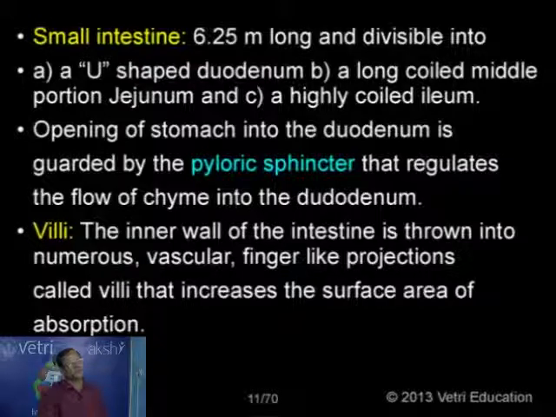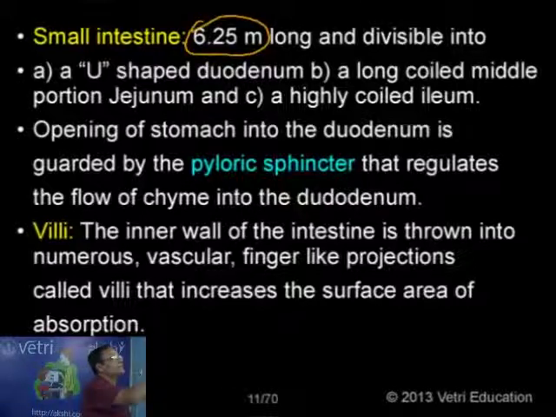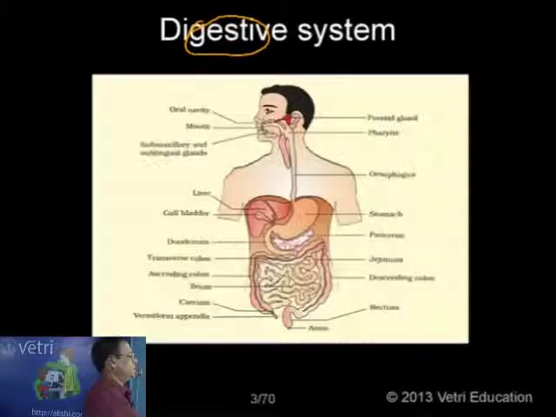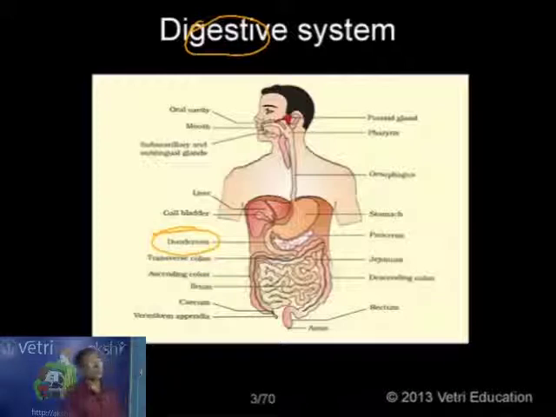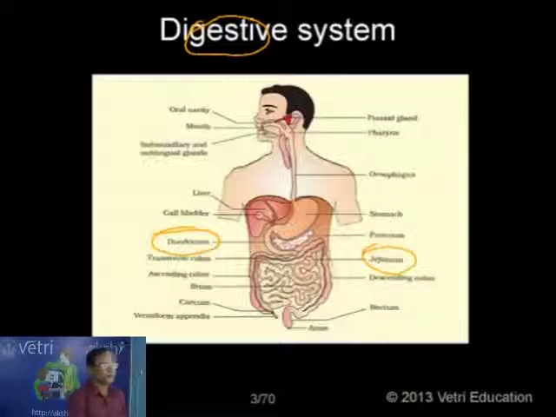Now, the small intestine. The total length of the small intestine is roughly about 6.25 meters and it is divisible into three parts. The first part, more or less U-shaped, about 25 centimeters long, is called the duodenum. It is followed by a somewhat long coiled part, the jejunum. This is the second part. Further followed by a highly coiled, more elongated structure, what is known as the ileum. The jejunum is somewhat long and coiled, but not to the level of the ileum.